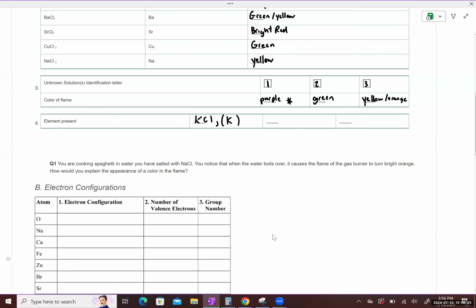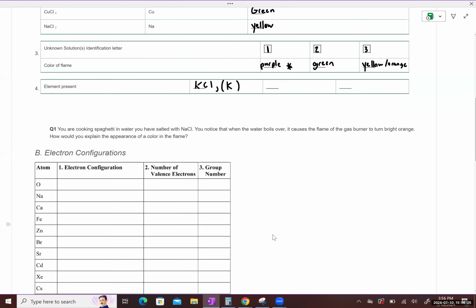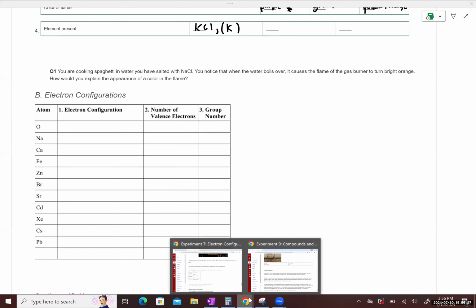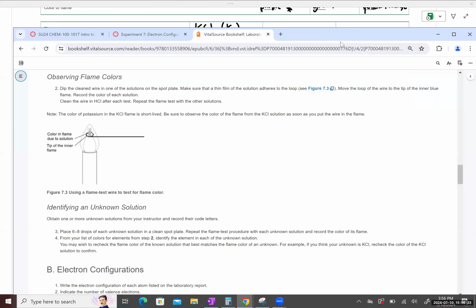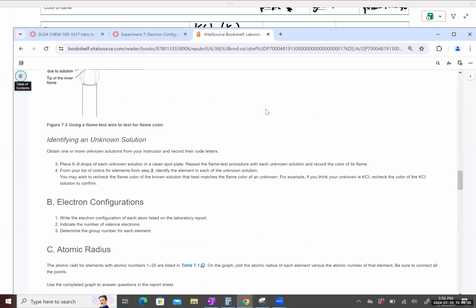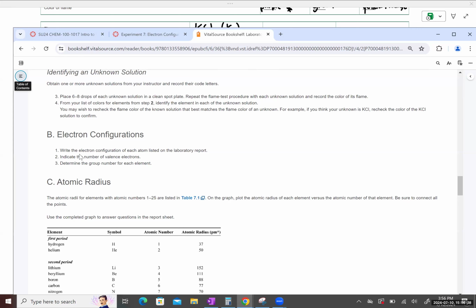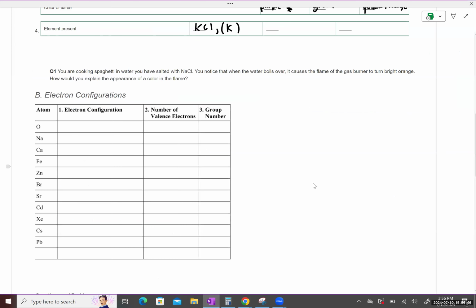Let's now move on to part B, as we completed part A. So let's see what part B entails. So let's open up our lab procedure. So in this case, we're asked to write the electron configuration of each atom listed, indicate the number of valence electrons, and determine the group number.